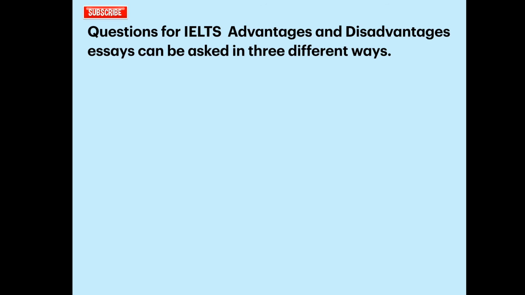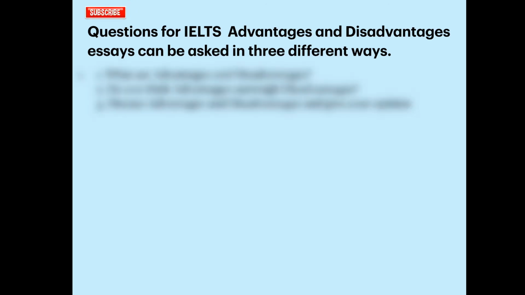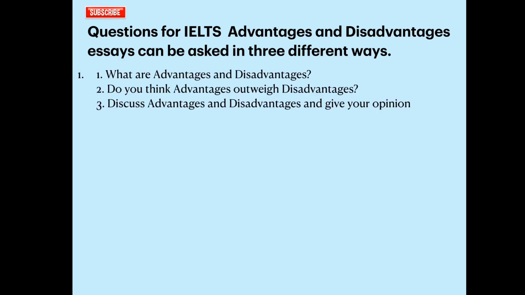The first step is to identify the type of essay you are being asked to write. The questions for IELTS advantages and disadvantages essays can be asked in three different ways. What are the advantages and disadvantages? Do you think advantages outweigh disadvantages? Discuss advantages and disadvantages and give your opinion.